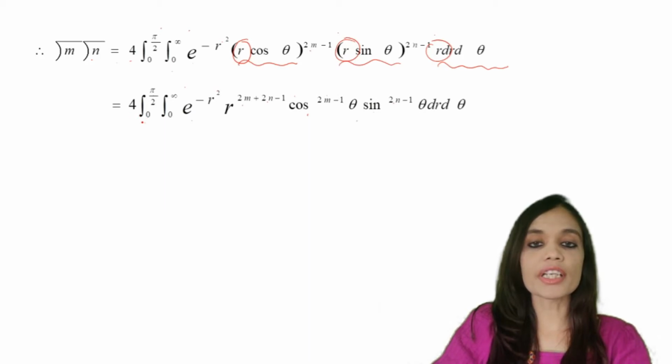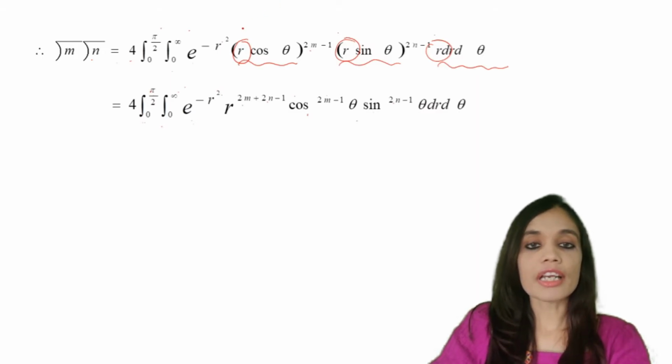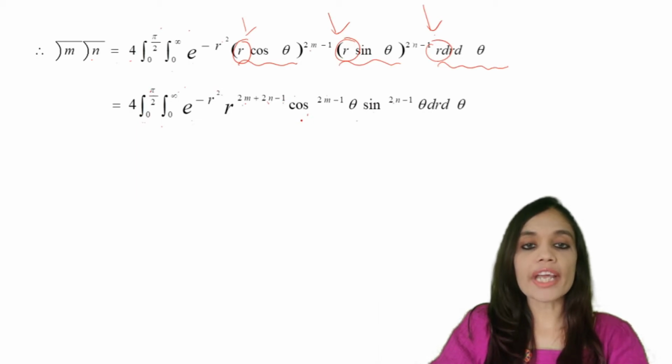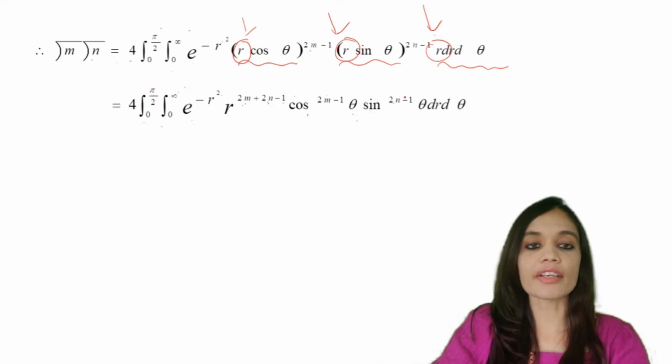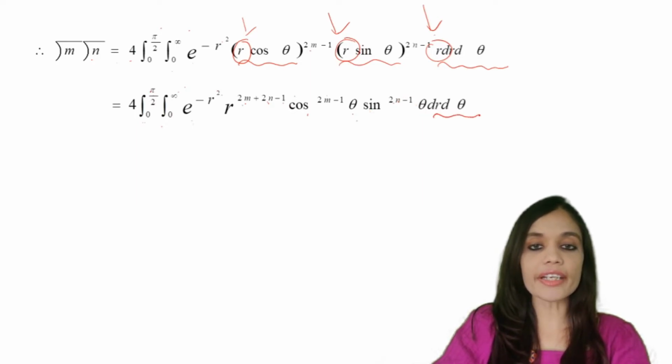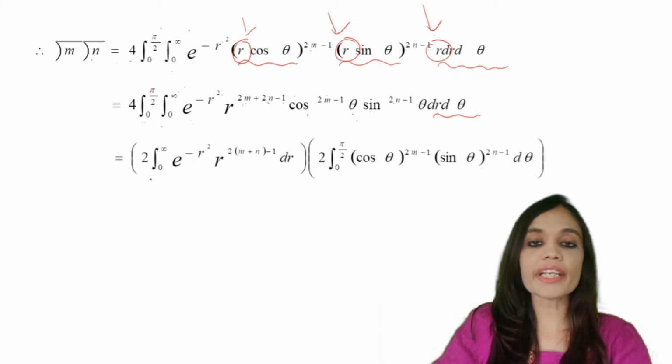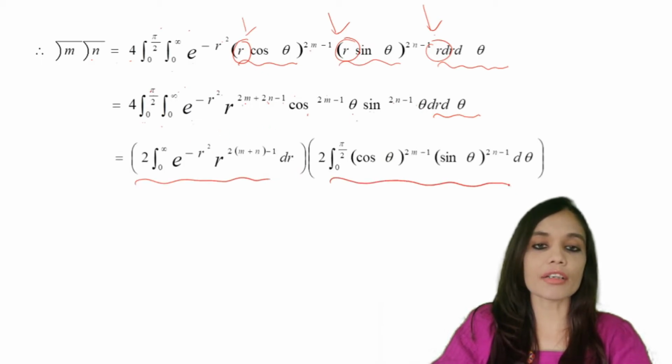4 times double integration from 0 to pi by 2, 0 to infinity e raised to minus r square. Now just collect all the r terms. So what you will get? r raised to 2m plus 2n minus 1. Now write cos raised to 2m minus 1 theta and sin raised to 2n minus 1 theta dr d theta, right? Now what we will do, we will separate r terms and theta terms, right?